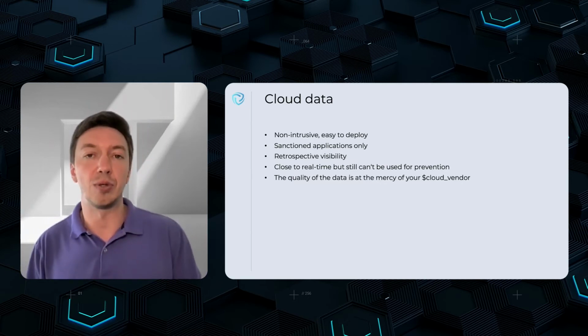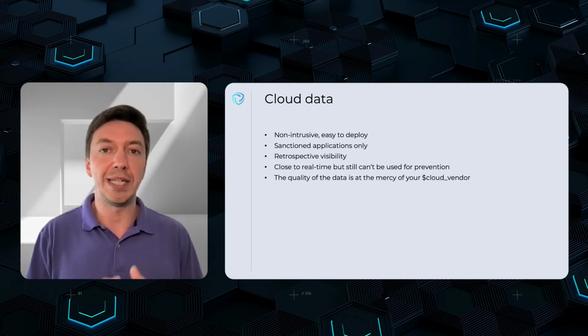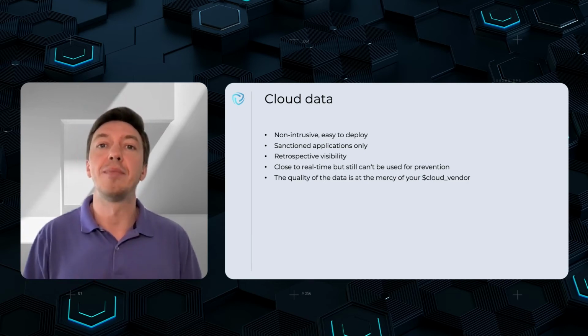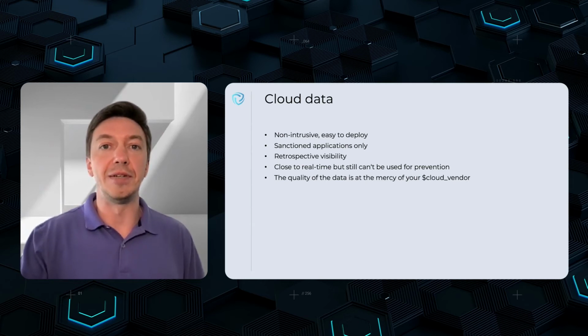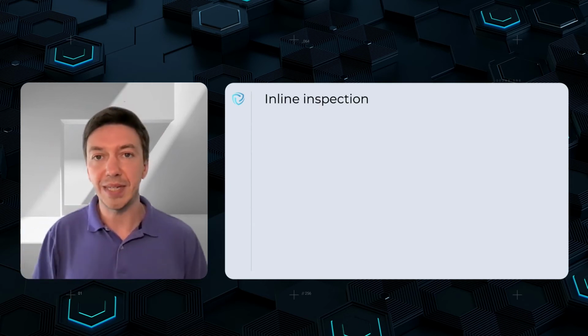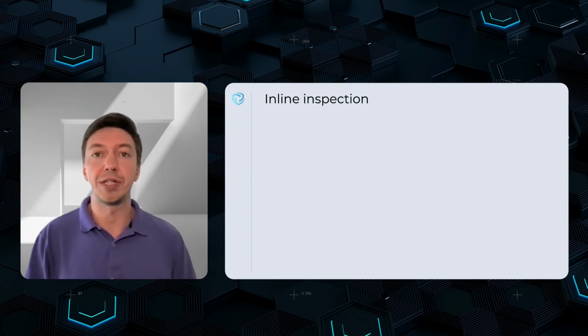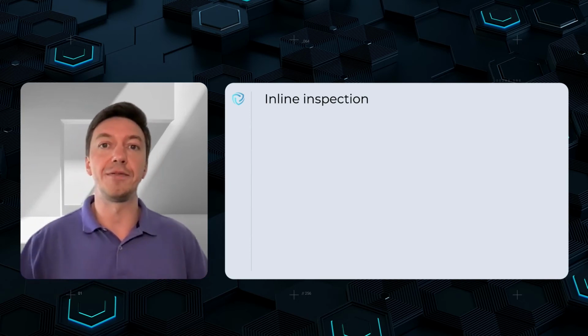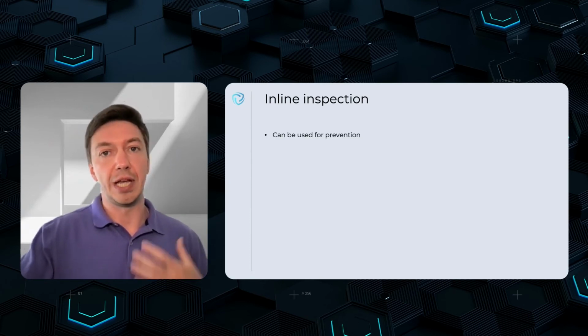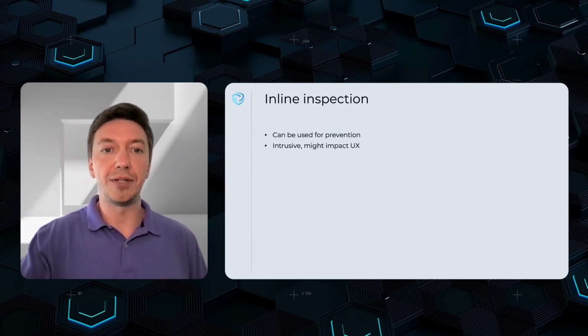However, when you get logs or when you do an API call, you only get the data that the cloud vendor provides you with. Now, talking about packets, of course, we need to talk about inline inspection, where we basically intercept all the traffic and decrypt it. And of course, it can be used for prevention, as we all know.